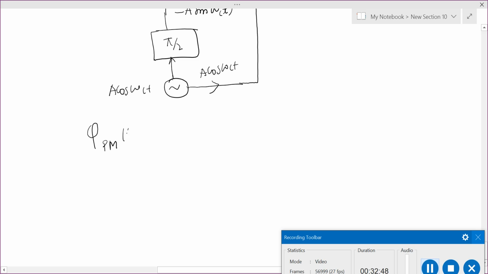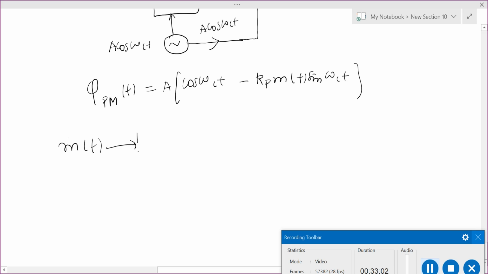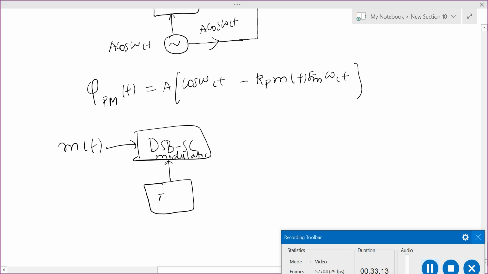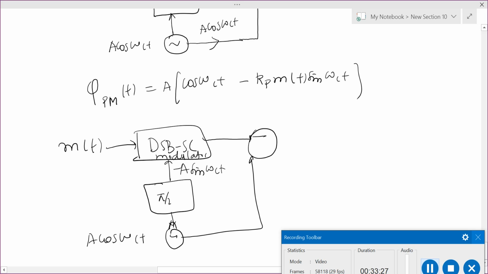Now similarly, the phase modulator. For that you have A cos of omega ct minus kp m of t sine omega ct. So instead of a of t, there is m of t. So we don't need an integrator here. That is one difference. So m of t goes directly to the DSBSC modulator, and to the DSBSC modulator the other input is minus A sine omega ct. How to get minus A sine? I will use cos and then a pi by 2 phase shift of A cos omega ct, which gives minus A sine omega ct. Then I will add these two up and I will get phase modulation, the narrowband phase modulator. Very simple modulator design for frequency and phase modulation.